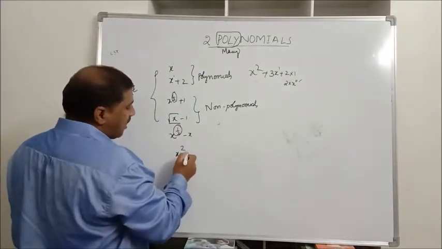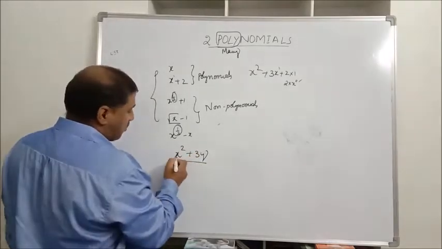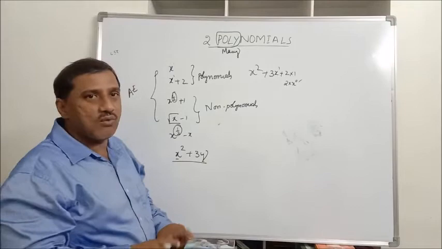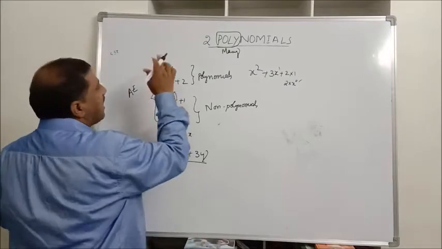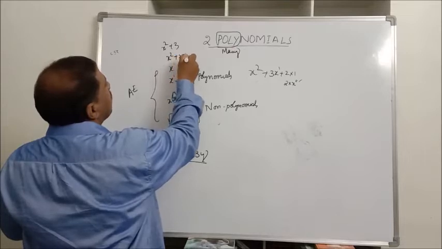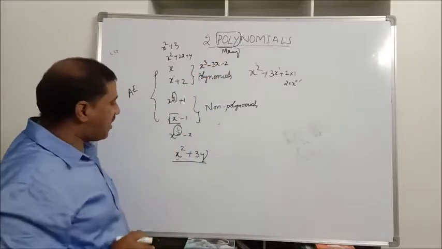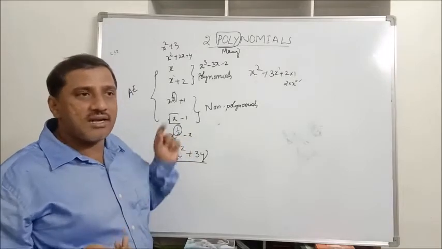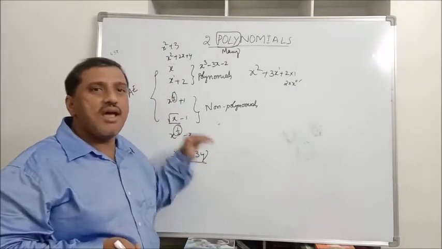Now x square plus 3y is also a polynomial, but it is a polynomial in two variables; x is one variable and y is another variable. We will study in the 10th standard only polynomials in one variable. So x plus 2, x square plus 3, x square plus 2x plus 4, then x cube minus 3x minus 2, all these are polynomials, and these three are non-polynomials as the power or exponent of the variable is not a whole number. That is the difference between an algebraic expression and a polynomial.